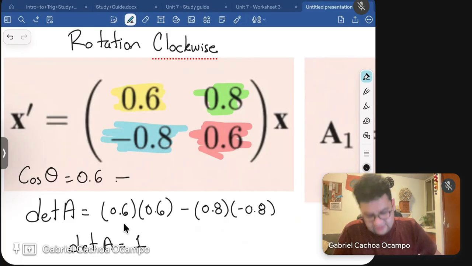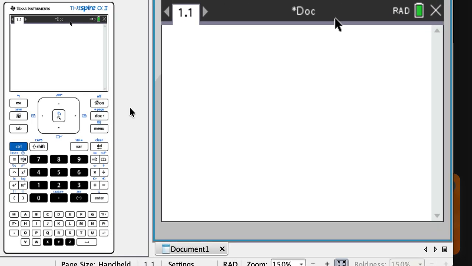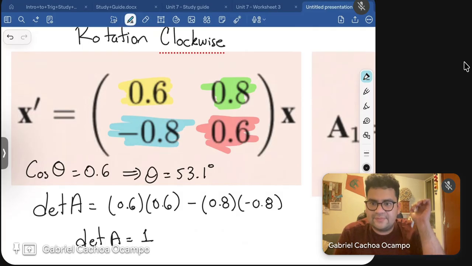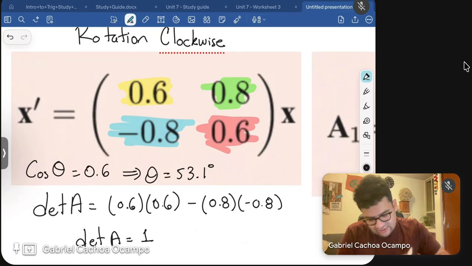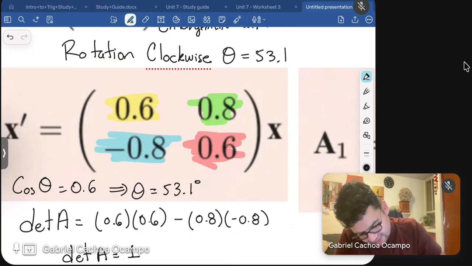And if I go to the calculator, look how cool is this, oh my god. So if I know that cosine of theta equals to 0.6, then I just need to do inverse cosine of 0.6. Check that my calculator is in degrees. So that means that theta equals to 53.13, no? I'm going to round it as 53.1. Okay. So this is a rotation clockwise with an angle of 53.1 degrees.